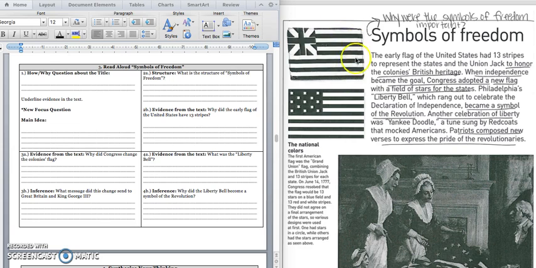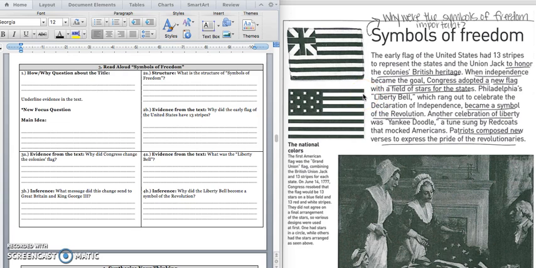So this was the flag when they were a part of Great Britain, and then when they decided to fight for their independence to be free from Great Britain, they changed their flag. And so instead of having the Union Jack that represented Great Britain, they had a blue background with white stars, and each star represented the states. Let's keep reading.